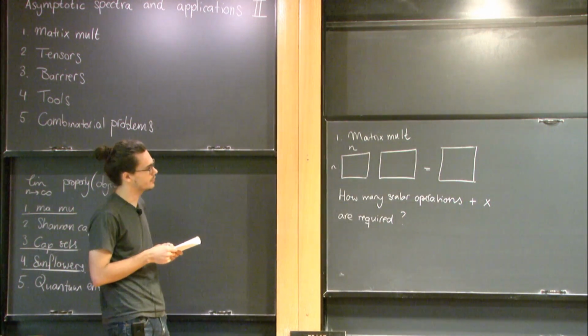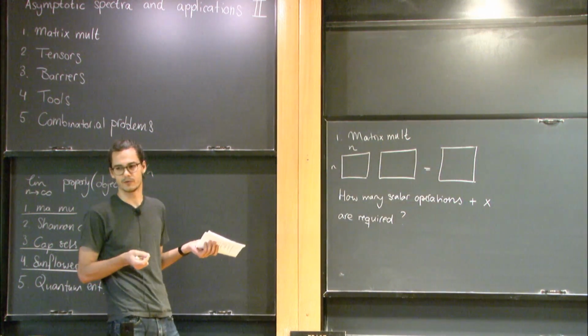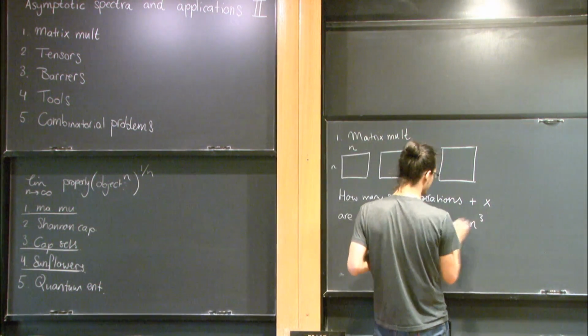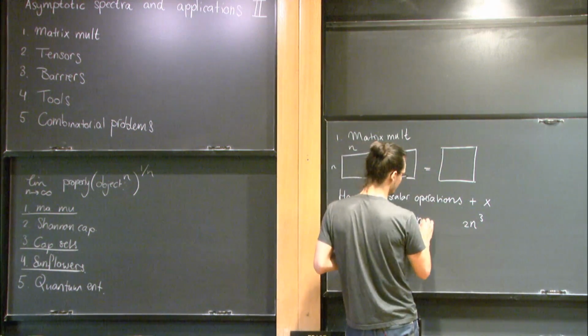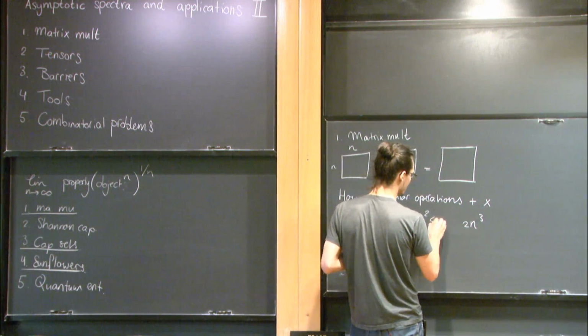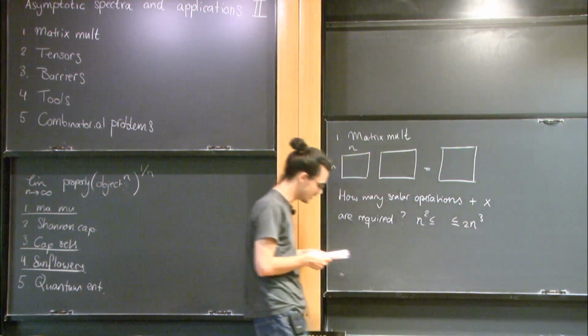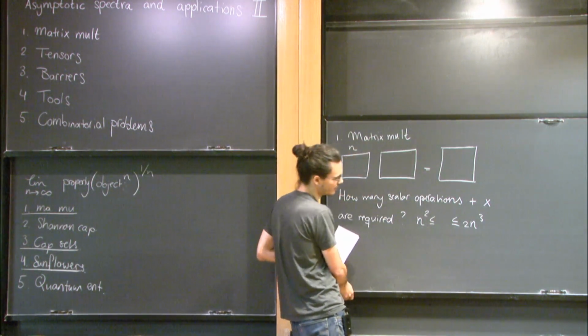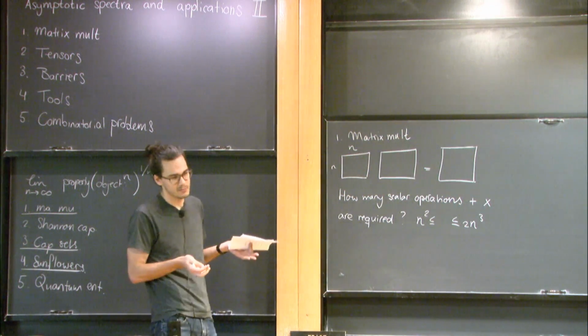And if you follow the algorithm that you would usually do by hand, you would get something like 2 times n cubed operations. And it's not hard to see that you require at least n squared operations. So it will lie somewhere between these two functions. And we'll simplify this problem.